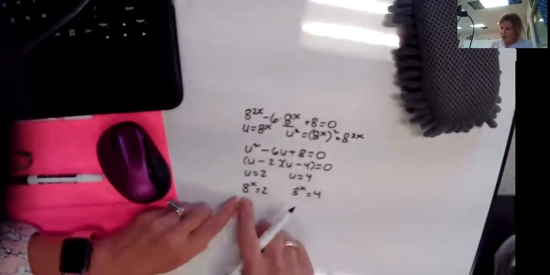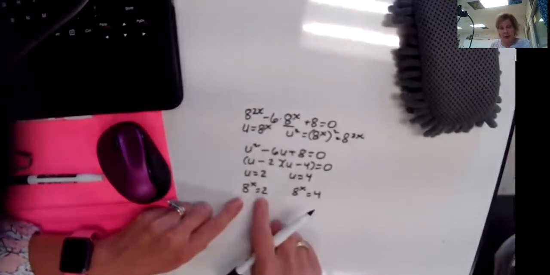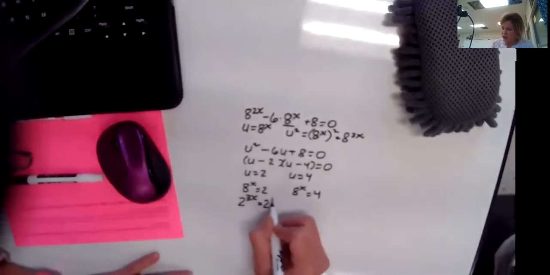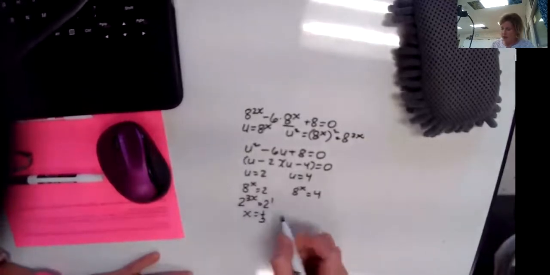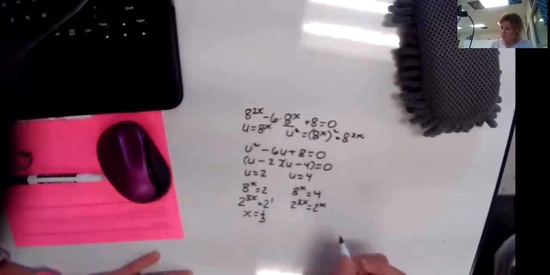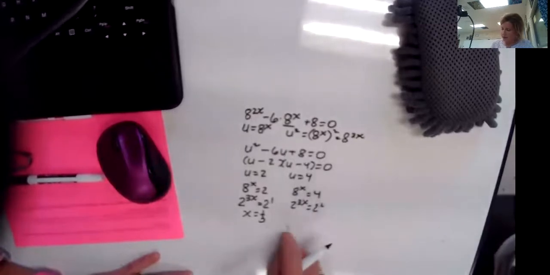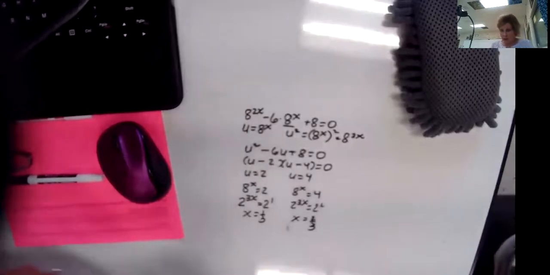Now on these, I can do logarithms of both sides, but I can revert back to exponential equations type 1, where both sides are powers of the same base. So 2 to the 3x equals 2 to the first. You see what I'm doing? And then x equals 1/3. Likewise, 2 to the 3x equals 2 squared. I said squared and wrote x. Yeah. So x equals 2/3. You is smart. Me is not doing so well there.